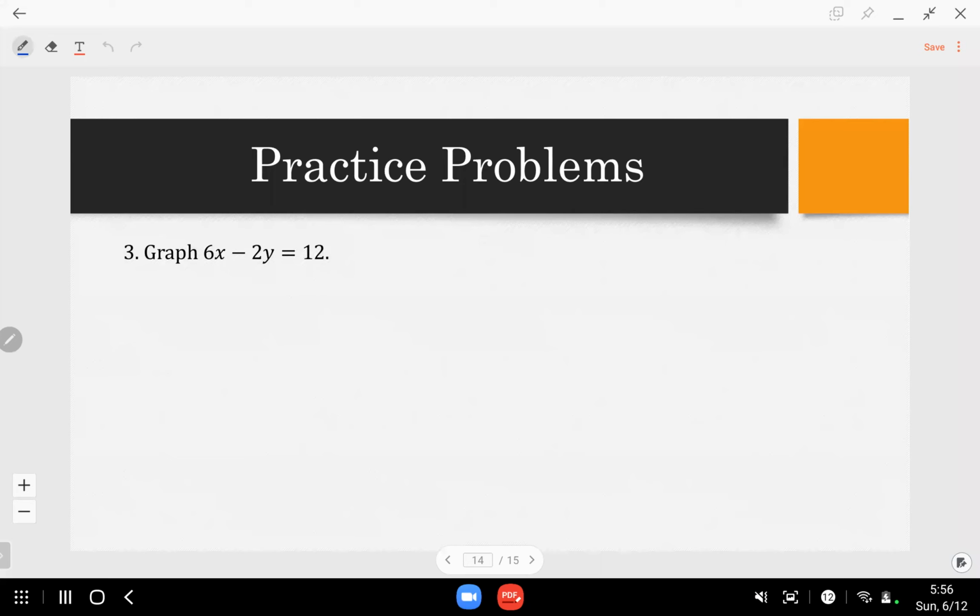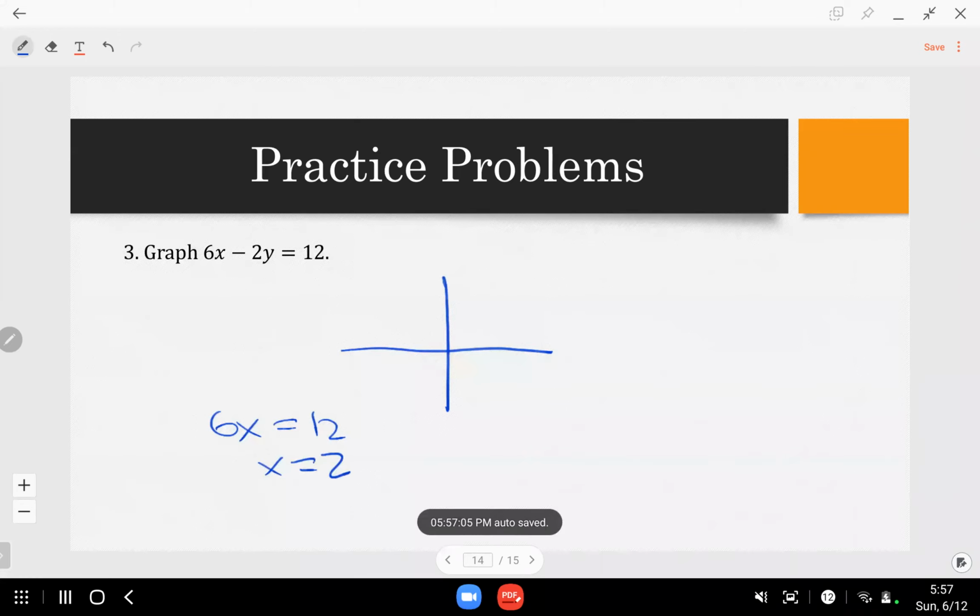All right, third one. Let's graph this one. So from here, you can see that we can find the y and x-intercepts very easily. So the x-intercept is equal to 2, and the y-intercept is -6. And just draw a line through them and you're done.